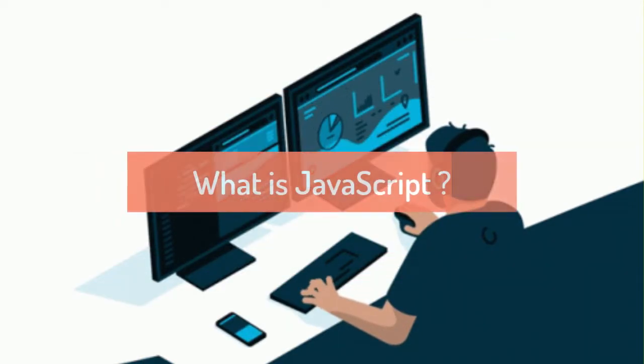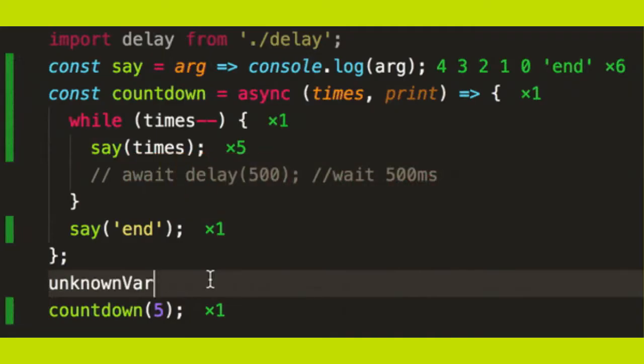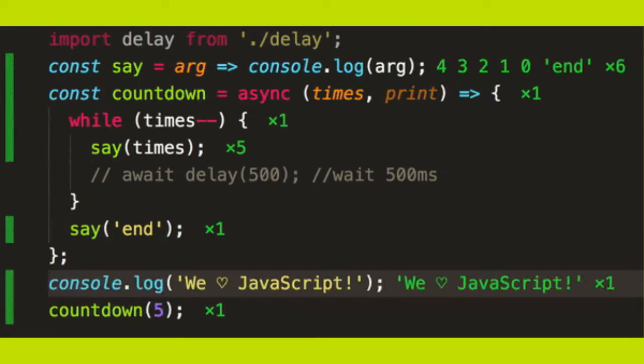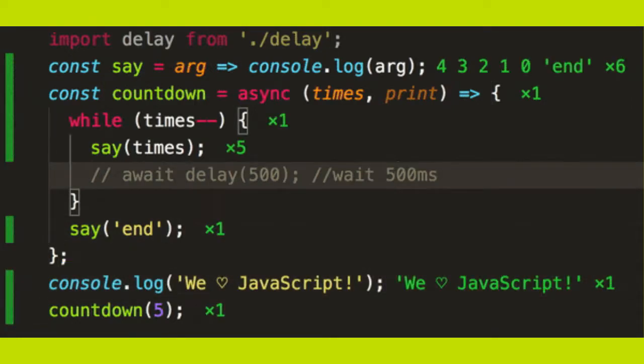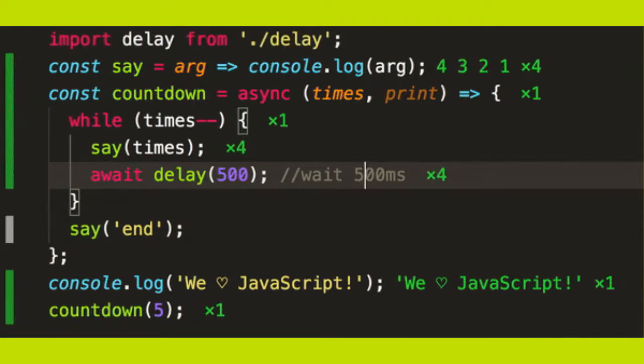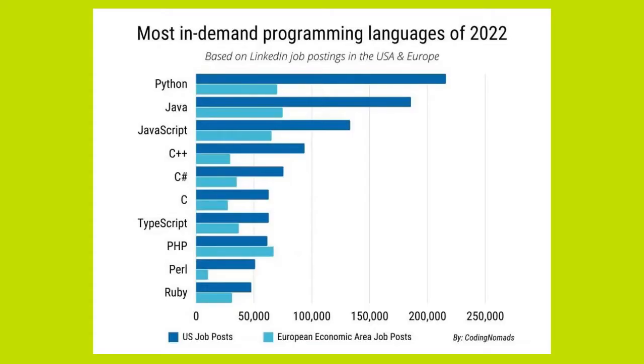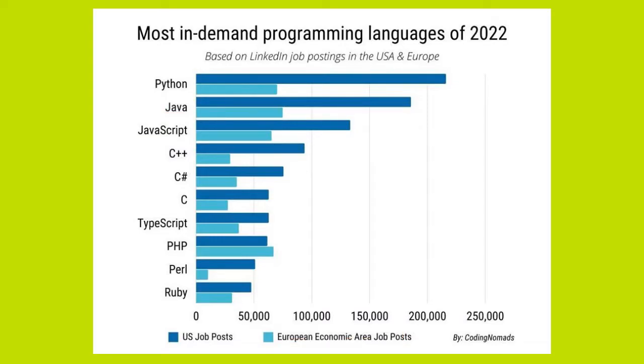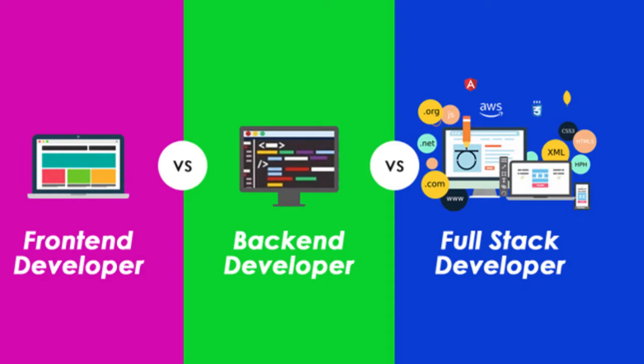What is JavaScript? JavaScript is the most popular and widely used programming language, and its popularity is rising day by day. Big companies like Facebook, PayPal, and Walmart are using this programming language to build their applications. The average salary of a JavaScript developer is very high in the United States, so learning JavaScript can be a very good investment for your future career. You can be a front-end developer or a back-end developer, or you can be both as a full stack developer.